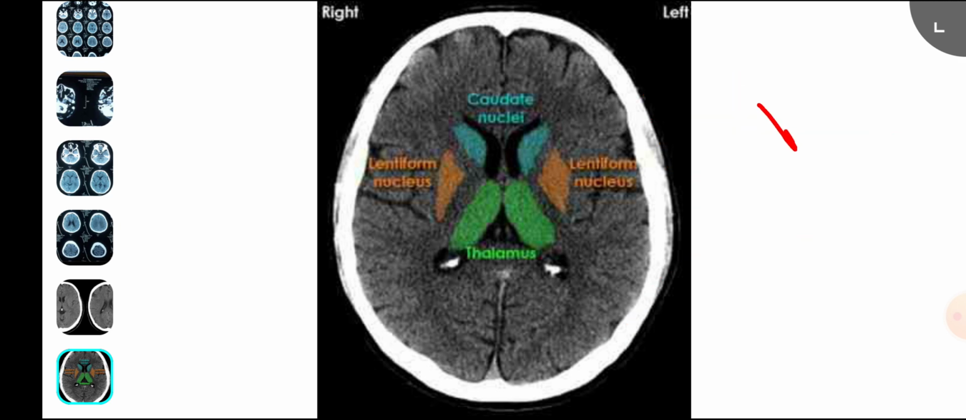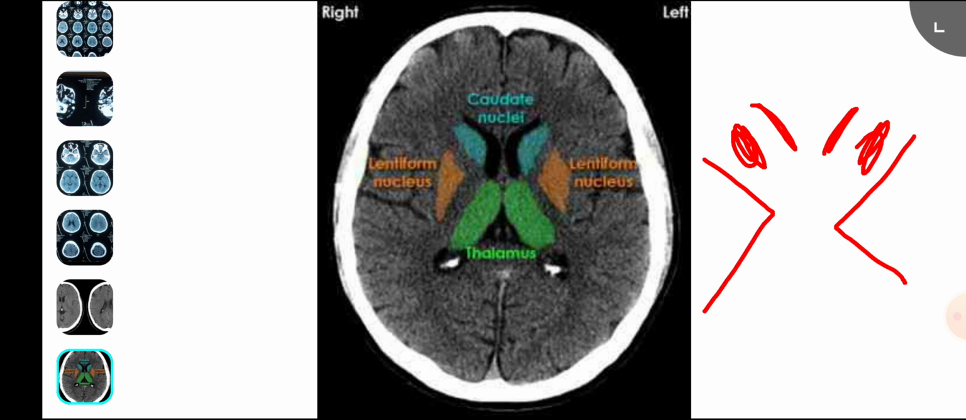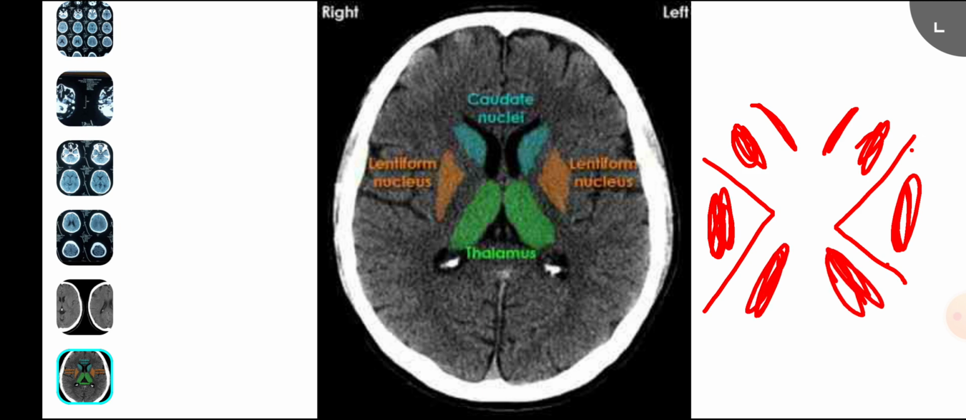Let's go again. This is your frontal horn of lateral ventricle. Along with that you have caudate nuclei, then you have internal capsule, anterior limb, posterior limb. On the sides, lentiform nuclei, and again over here are thalami.